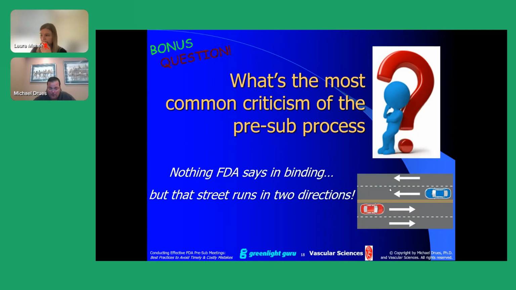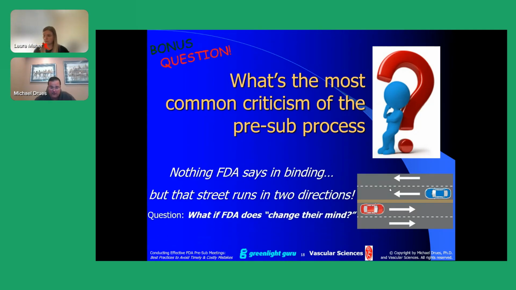it's still worth it, in my opinion, to have a pre-sub, even if things do change. And things don't change very often, but if FDA, for example, changes their mind after you do a pre-sub, because as I just said, nothing they say is binding, the first thing that I'm going to do is go back to the FDA with my meeting notes, and I'll say, hey, some months ago we had a pre-sub. This is what we agreed upon. You didn't raise any concerns, and now fast forward today, you seem to have changed your mind.